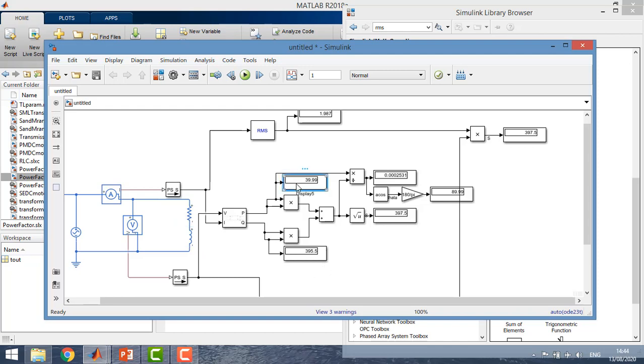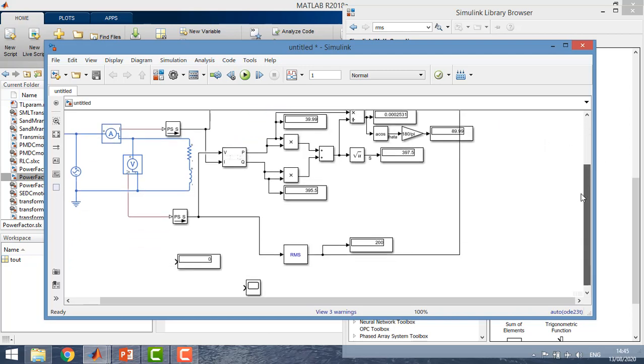So the active power is 39.9. Reactive power is very high, 395 volt ampere reactive. The apparent power, however, is 397, and we can see that the value of the apparent power measured using the power block is equal to the value obtained by multiplying the RMS of the current and voltage.